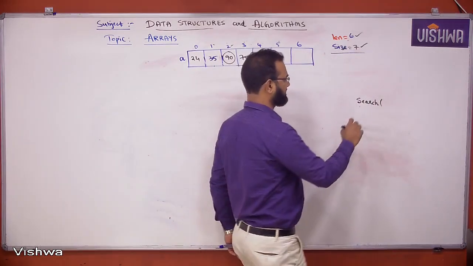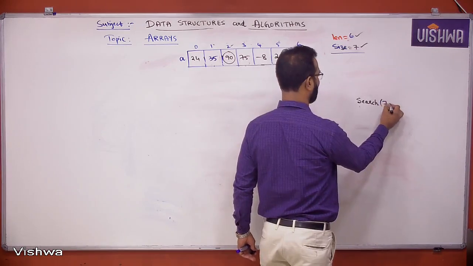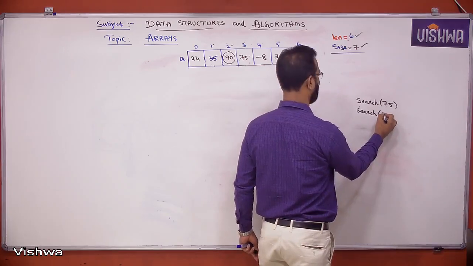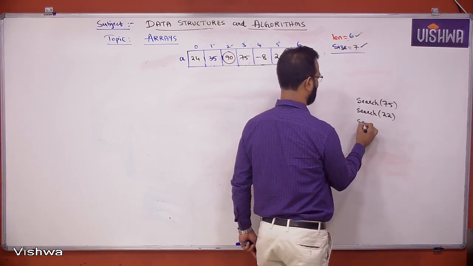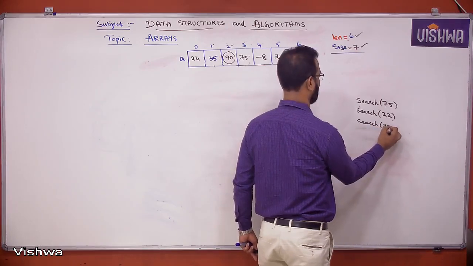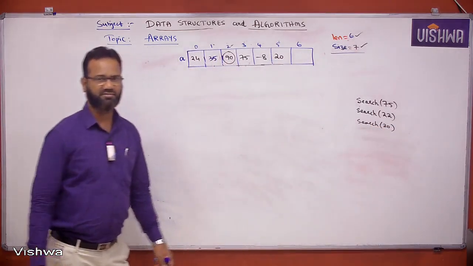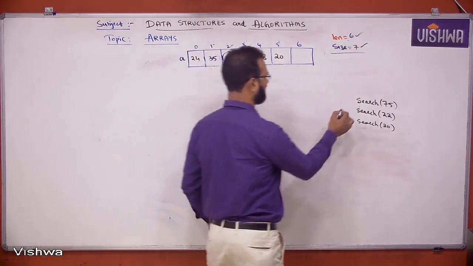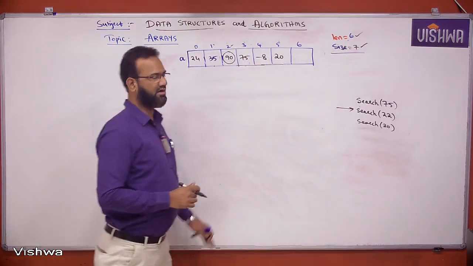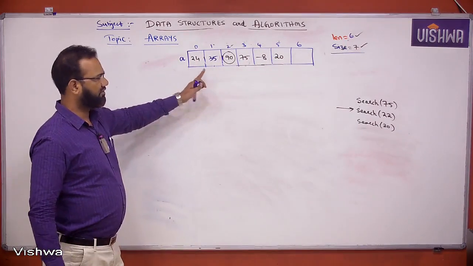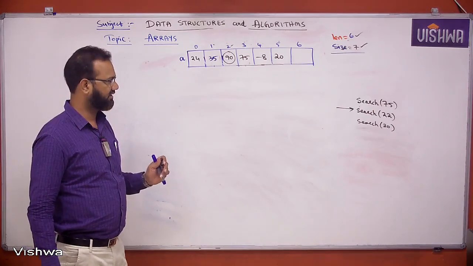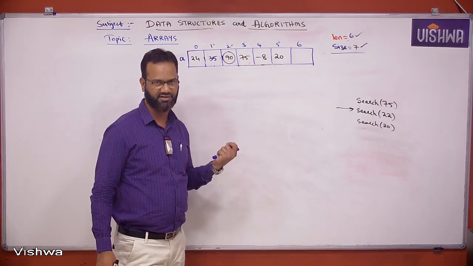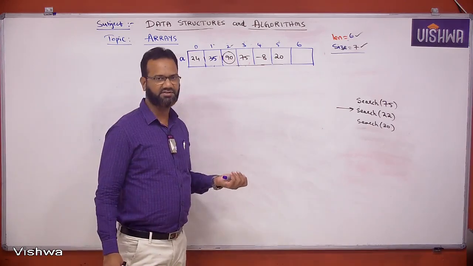As possibilities for search to work, I may be searching for 75, I may be searching for 22, I may be searching for 20. Within these, one possibility is where search terminates unsuccessfully. That is the second one: 22 is not there in the array. So what search do we apply over here? There are three possibilities of applying a search: linear search, binary search, or hashing technique. The simplest among all of these is linear search.